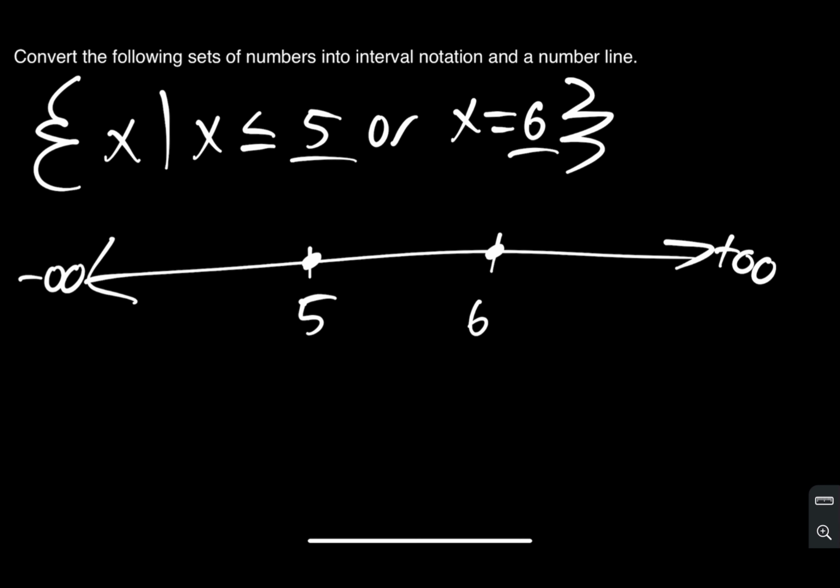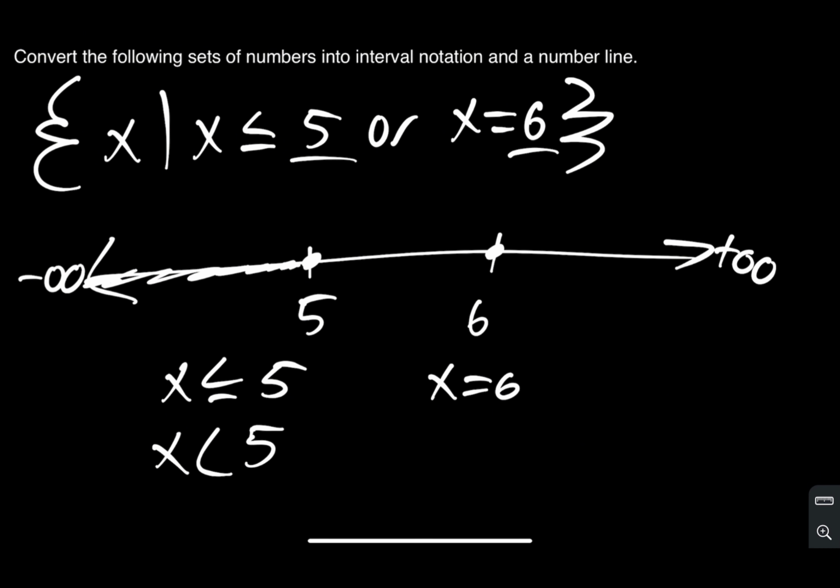So all we need to do is shade in our regions for our number line. So we have x is less than or equal to 5, but we already did the equal to part. We already put the shaded endpoint for x is equal to 5. So we're really concerned about x is less than 5. Since x is less than 5, that's going to be to the left of 5. So it's going to be in between negative infinity and positive 5. And then we have x is equal to 6, which we already plotted with the shaded endpoint. So our interval is going to be negative infinity, comma 5.